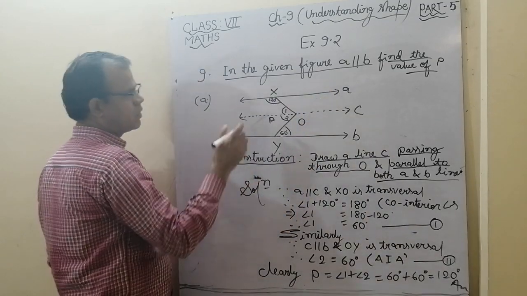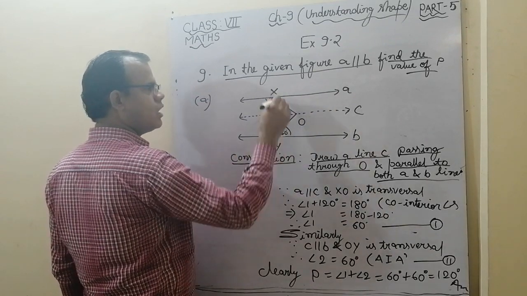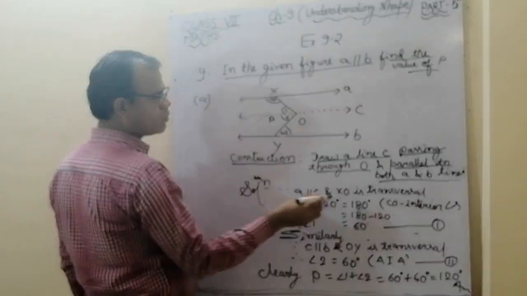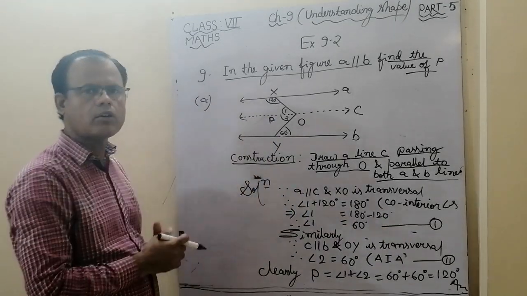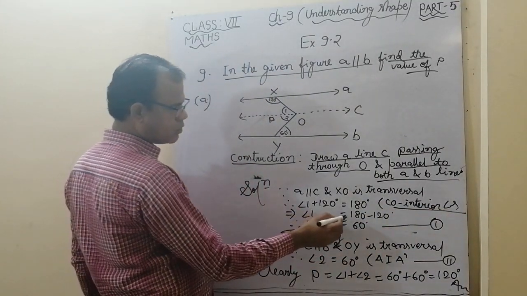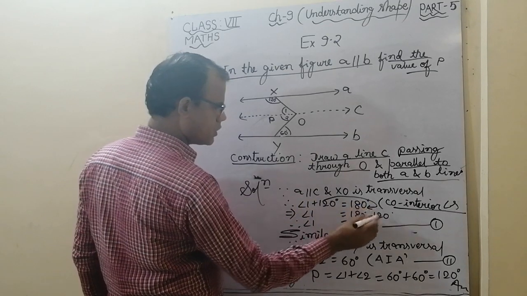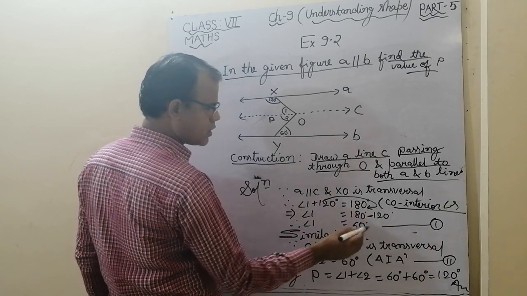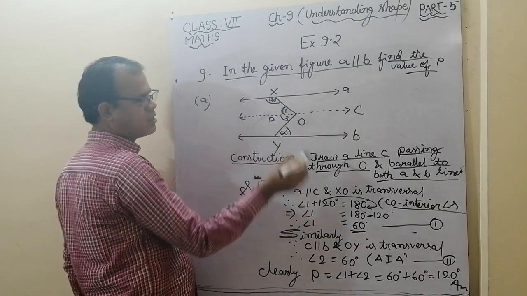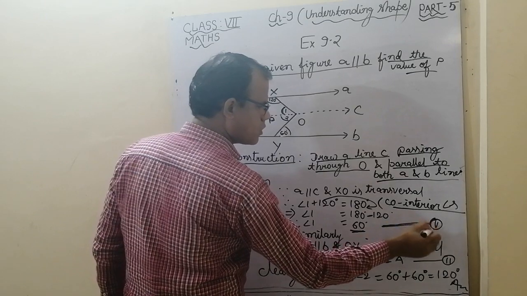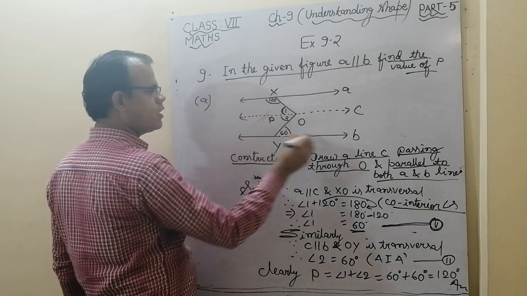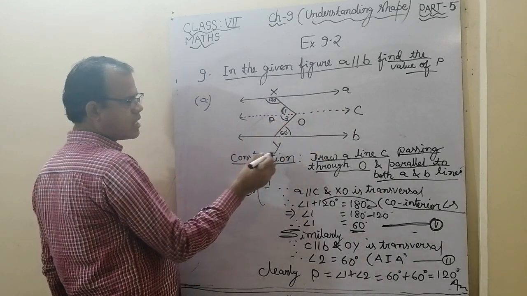So student, look here. Line A is parallel to C and XO is the transversal. So angle 1 plus 120 equals 180. Angle on the same side of the transversal, or you can say co-interior angle. So angle 1 equals 180 minus 120, we shifted that side, so it's minus 120. So angle 1 is 60 degrees. This angle 1 is 60 degrees. Equation 1.